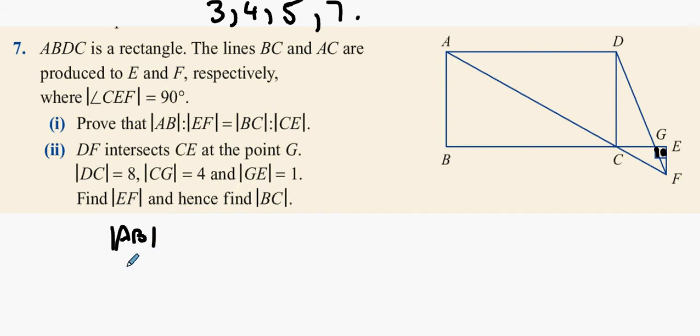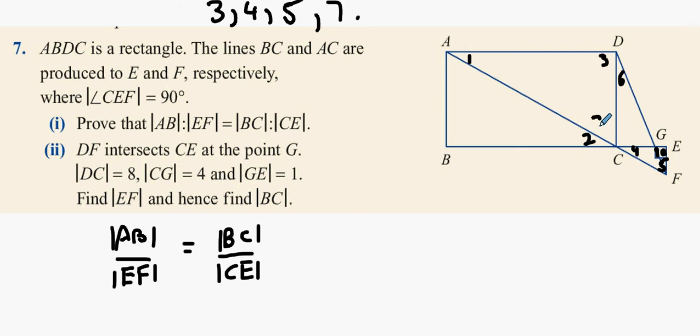Prove that AB over EF is the same as BC over CE. Well, if I can prove that to have a similar triangle somewhere, yeah, I think I have it here. Angle 1, angle 2, angle 3, angle 4, angle 5, 6, 7, 8, 9. All right.